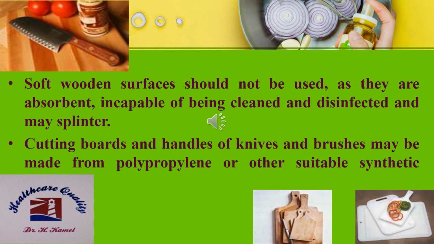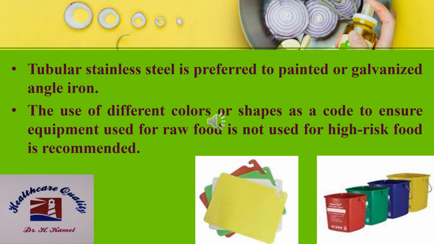Soft wooden surfaces should not be used as they are absorbent, incapable of being cleaned and disinfected, and may splinter. Cutting boards and handles of knives and brushes may be made from polypropylene or other suitable synthetic material. Tubular stainless steel is preferred to painted or galvanized angle iron. The use of different colors or shapes as a code to ensure equipment used for raw food is not used for high-risk food is recommended.